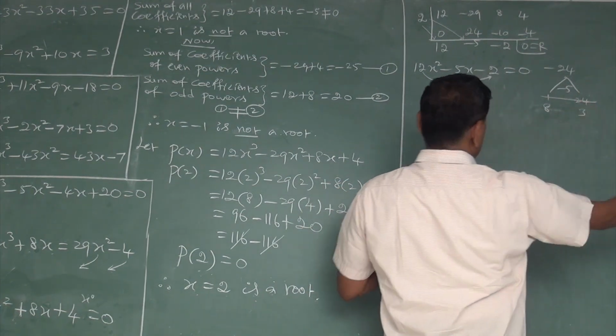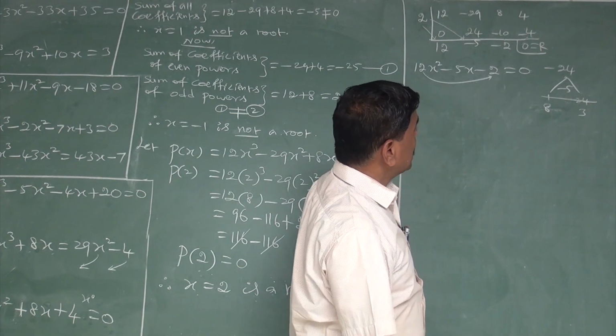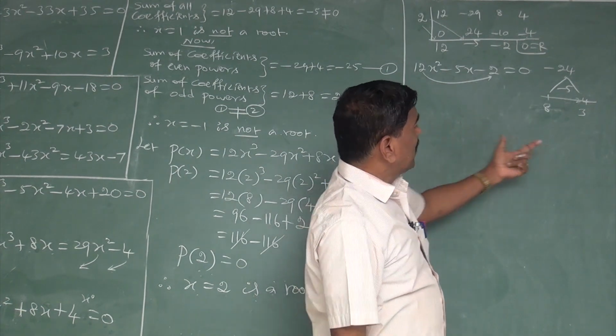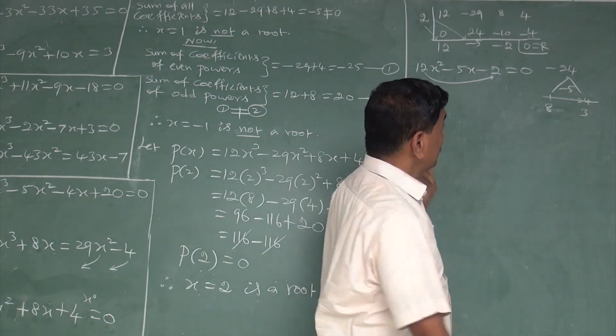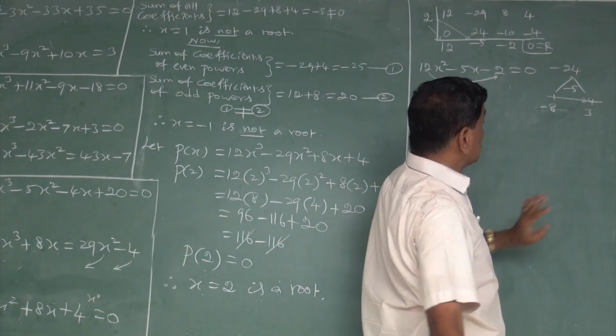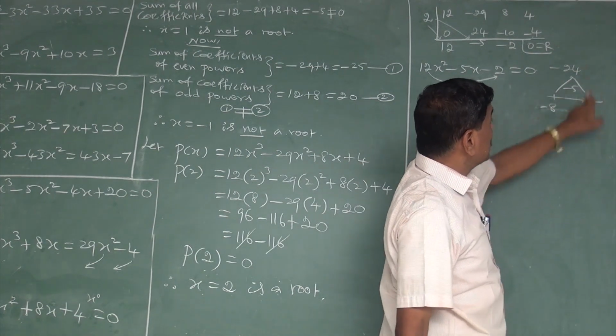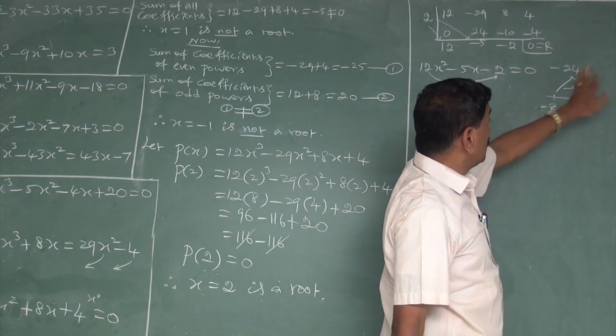Listen, 8 3s are 24. Very good, your answer is correct. 8 3s are 24. Okay, but I need minus 5 in the center. Any adjustment, please? Very good, minus 8. Now verification again, minus into plus minus: 8 3s are 24, minus 8 plus 3 equal to minus 5.